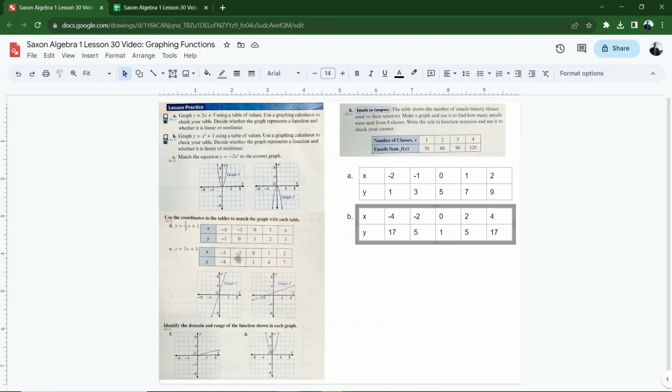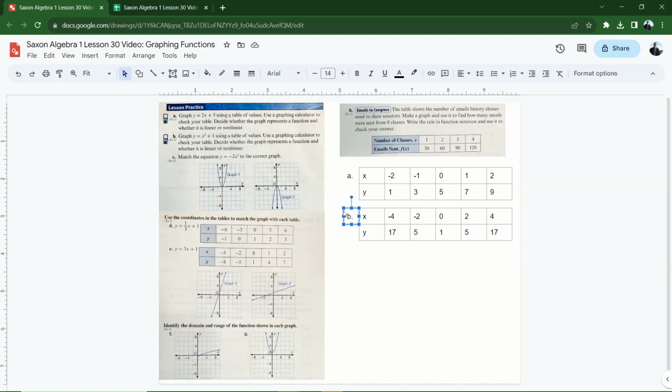All right, let's go back to our assignment. Now that I've done A and B and I've graphed them, notice the last question: decide whether the graph represents a function, yes, and whether it's linear. Well, the first one was linear, made a straight line. The second one was nonlinear, but it was still a function. All right, let's look at letter C.